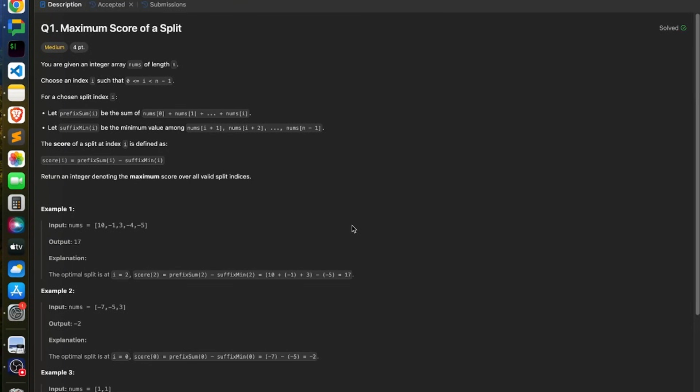For today, we'll discuss all four problems asked in today's LeetCode Weekly Contest 482. Let's start with the first problem.